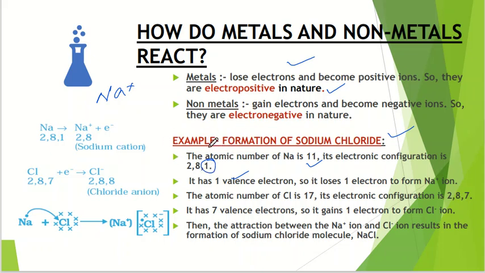When non-metals gain electrons, we write the element with a negative sign. The atomic number of chlorine is 17. Its electronic configuration is 2, 8, 7. You can see one electron is taken from the sodium and completes the octet. It has 7 valence electrons, so it gains 1 electron to form the chloride ion. Then the attraction between the sodium ion and chloride ion results in the formation of sodium chloride. Right? Here is the given reaction.